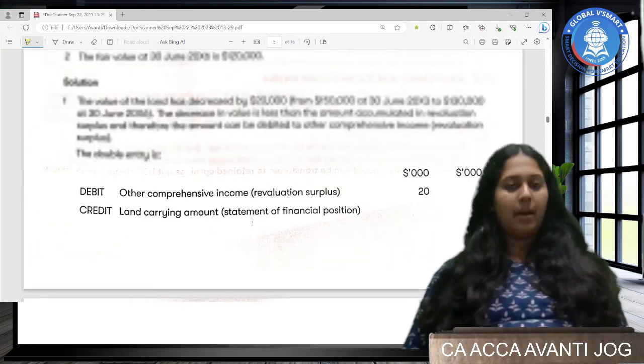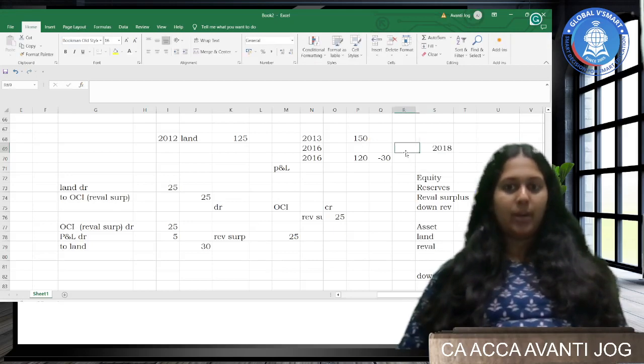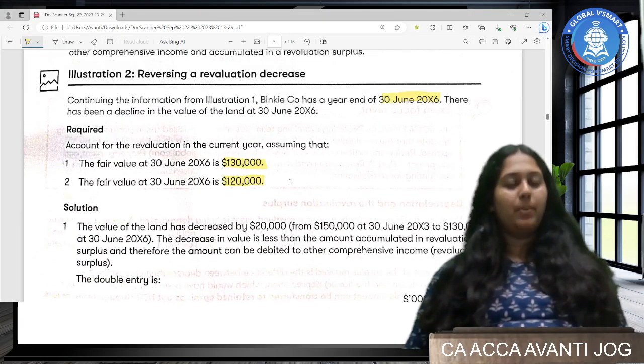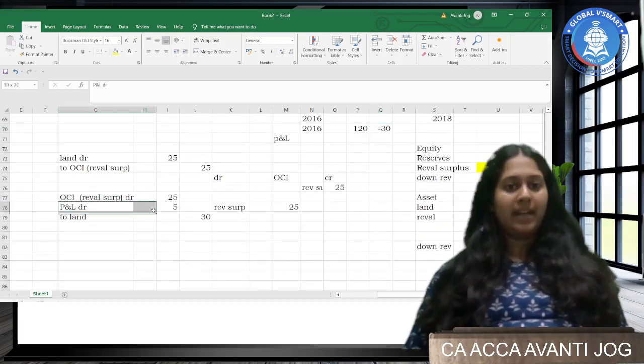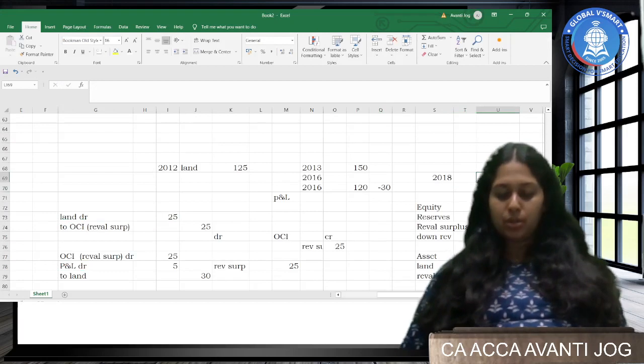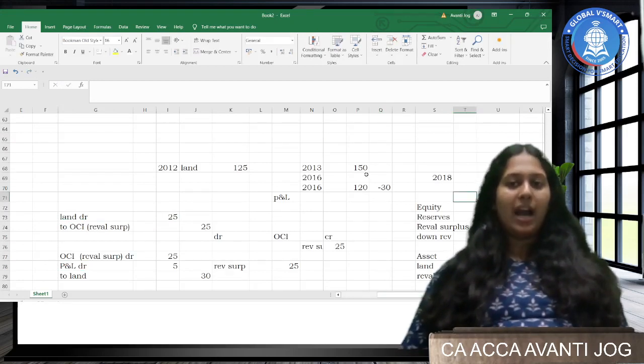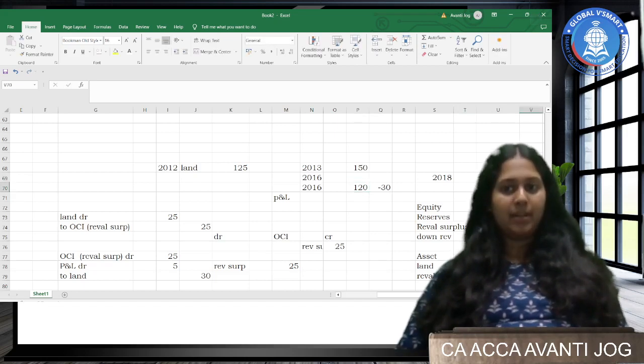Apna question yahan pe khatam ho. One more step is, let's say in 2018. Okay, hum sirf scenario 2 ki baat kar rahe abhi. Jab the market value is 120, where we needed to use P&L, correct? Now in 2018, the market value rose to 140. From 120 it has gone to 140. So 20 increase hai, correct?